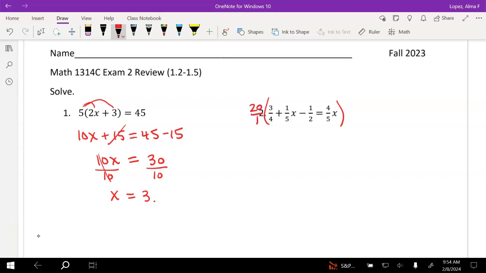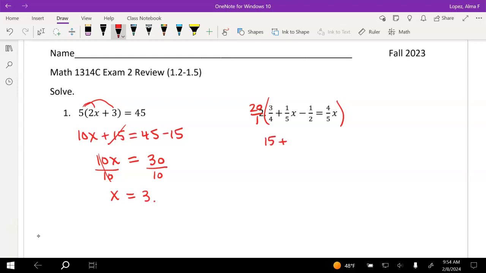So 20 over 1 is our least common denominator. I'm going to multiply it onto every single term. If you need to, put that extra step in. Now, when you multiply the first piece by the least common denominator, 20 divided by 4 is 5. And 5 times 3 is 15.